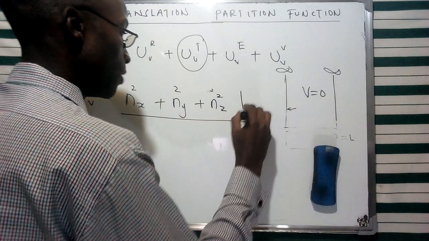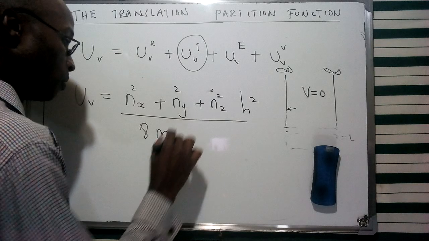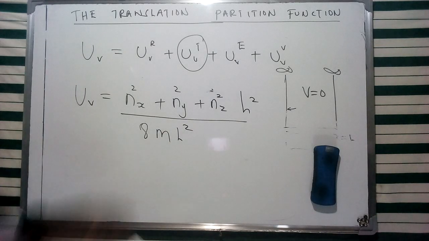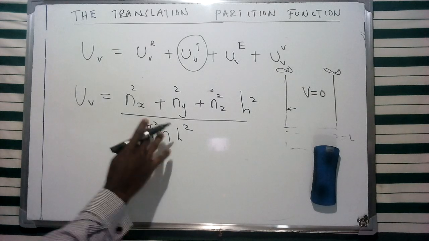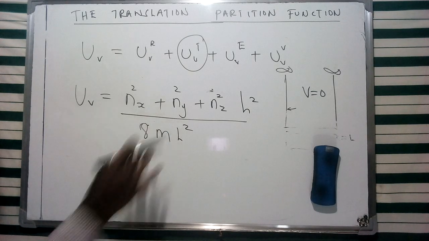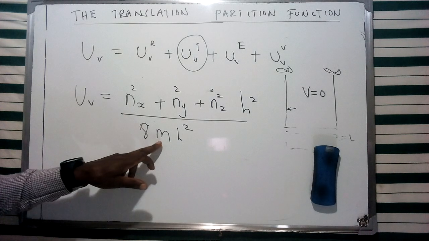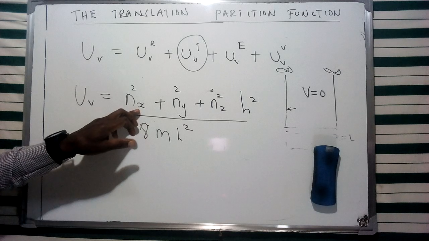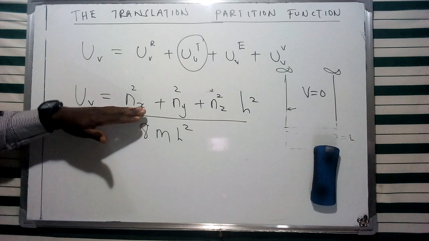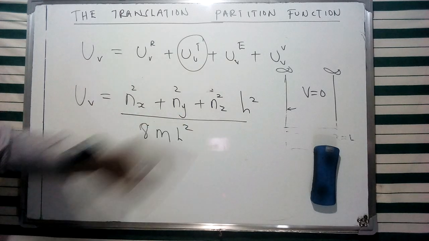And then we're going to have this one multiplied with the square of Planck's constant, and the denominator is going to be given in terms of 8 and the square of pi, and then this is just 8mL squared, where L is the dimension of this specific box, m is the mass of that specific particle, and n_x is the quantum number that is associated with this specific dimension of the x, y, and z coordinates.